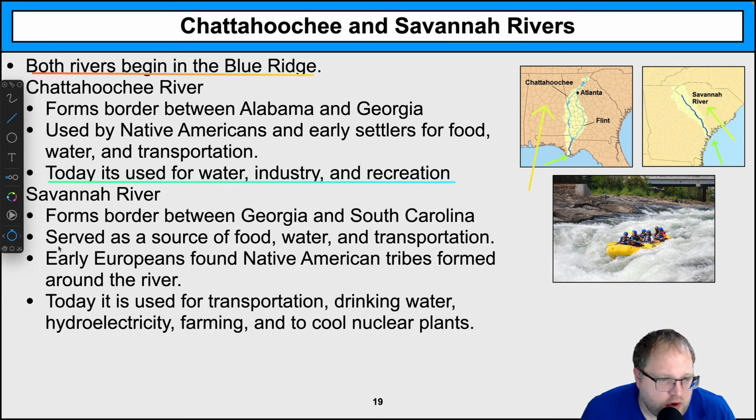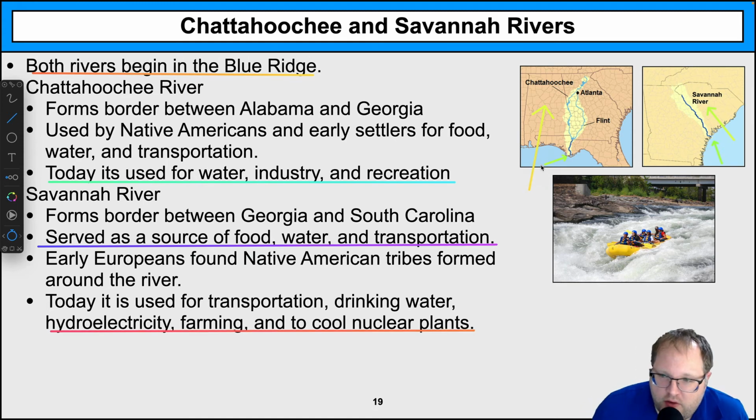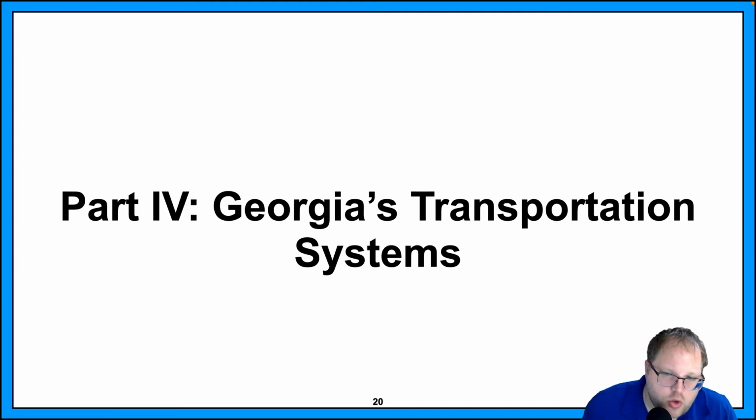The Savannah River is important because it also serves as a source of water for different areas along the river. But also, today it is used for things like hydroelectricity, farming, and even to cool a nuclear power plant in Savannah.